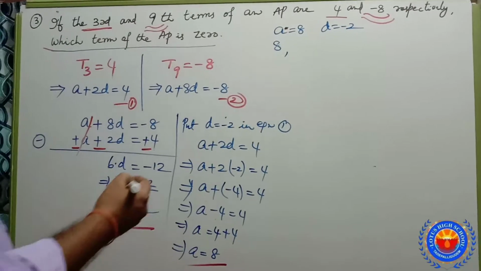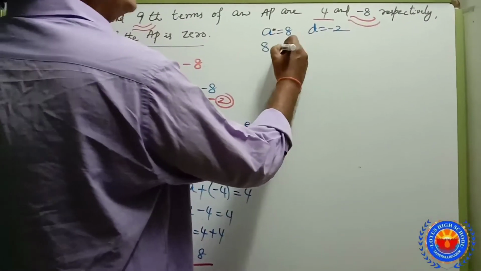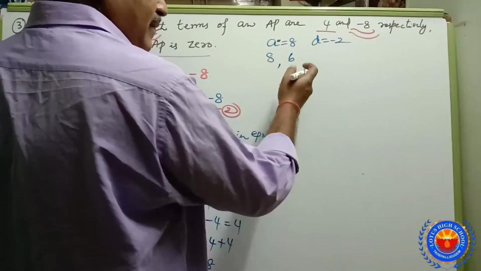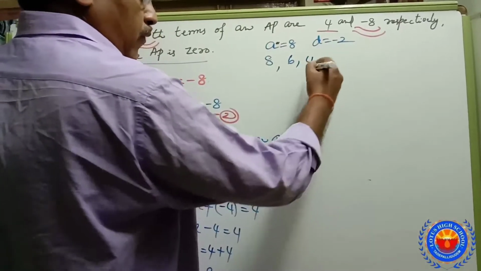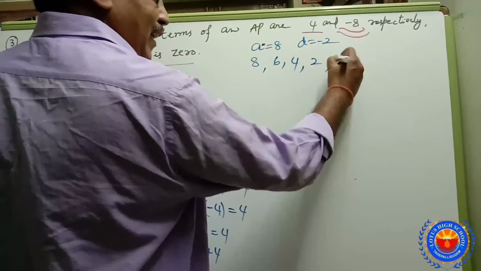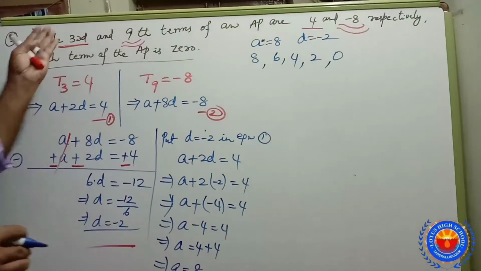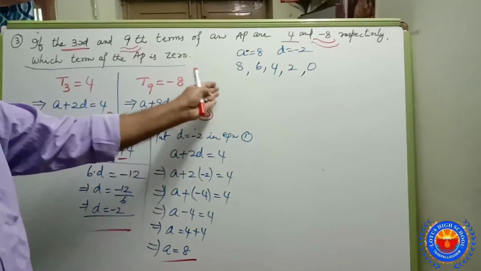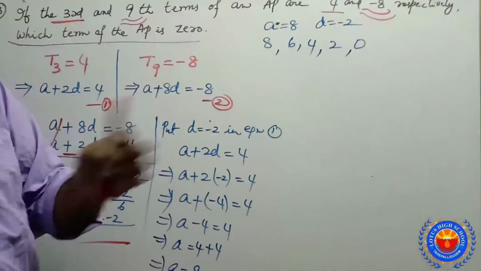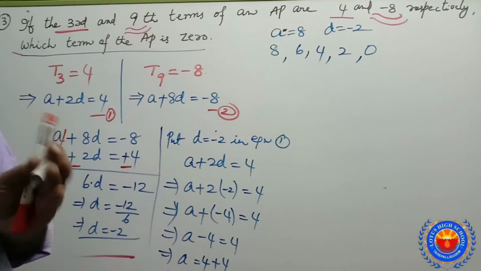We can write the AP. The first term is 8, the second term 6, the third term 4, the fourth term 2, and the fifth term 0. The answer is completed. Which term of the AP is 0? The fifth term of the AP is 0, because there are only 5 terms. That's what we got without using the formula, but this is not the correct way.